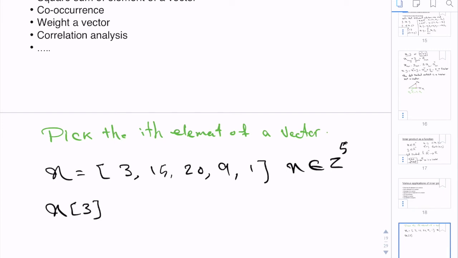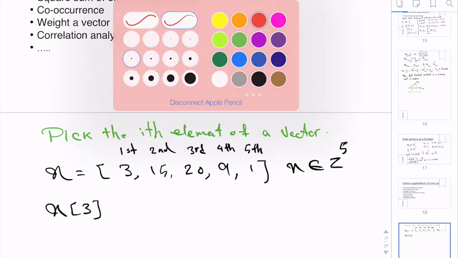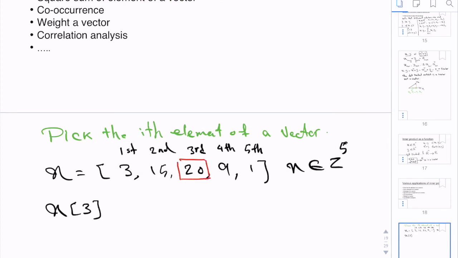With this in mind, this is the first element, this is the second, this is third, this is fourth, and this is fifth. Again, as I said, the index starts from 1, but in the Python programming language it starts from 0. Therefore the third element here is 20. It's very simple to pass x with bracket 3 and get the third element.